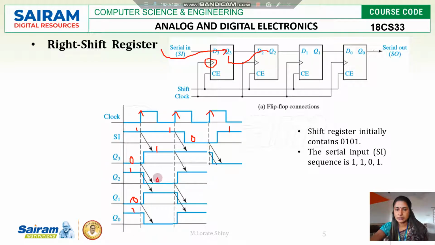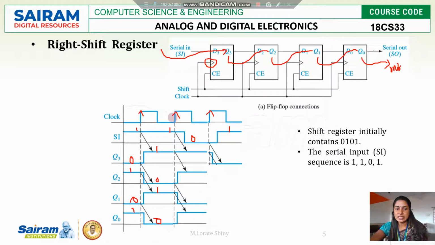Then Q1. The previous state of Q2 is the current state of Q1. Previous state of Q2 is 1, so the current state of Q1 is 1. Then Q0. The previous state of Q1 is the current state of Q0. The previous state of Q0 will be shifted out. The previous state of Q1 is 0, so the current state of Q0 is 0.